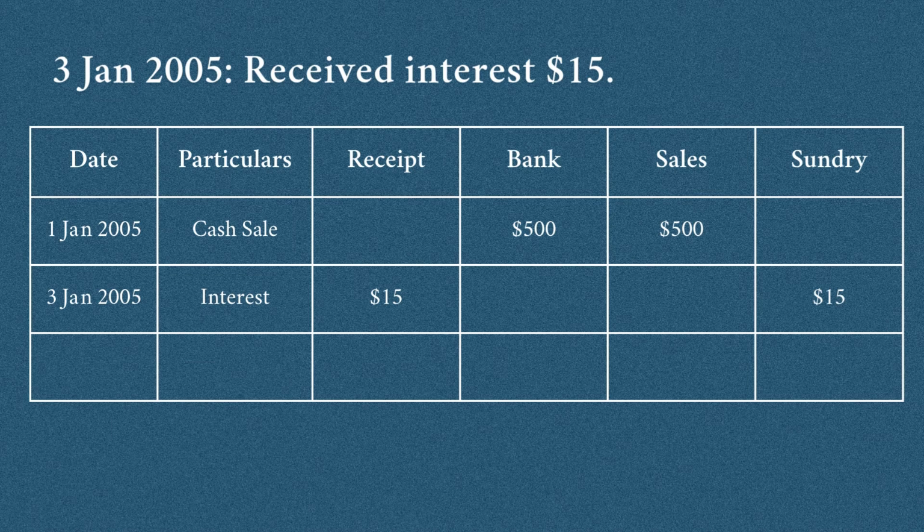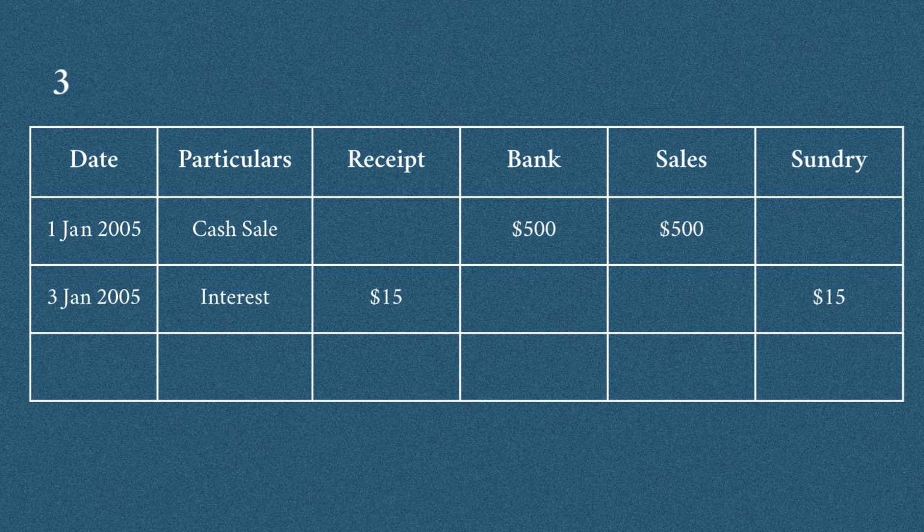The sundry column is used for recording items that took place once throughout the month. Again, if an item occurred more than once, then there should be a specific column for that particular. Because interest only happened once, therefore the amount for interest should be recorded under the sundry column.